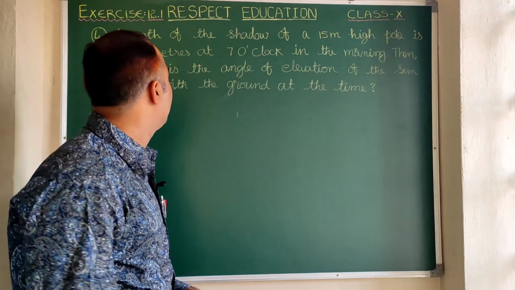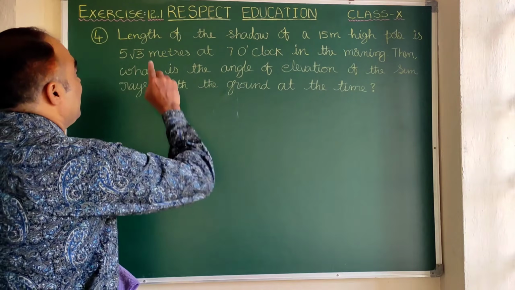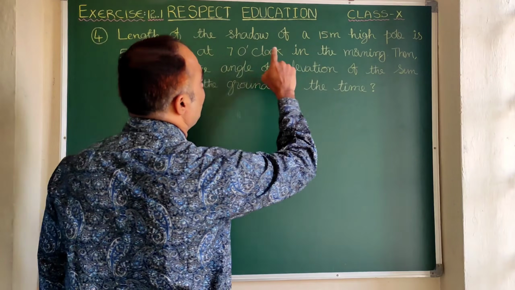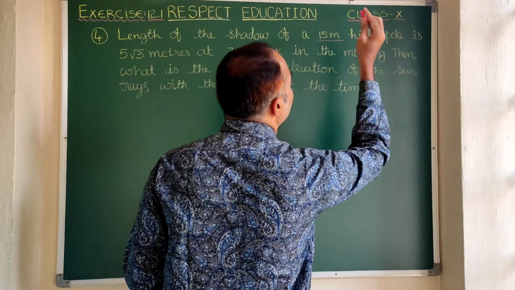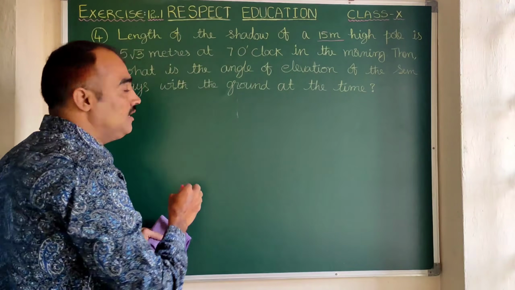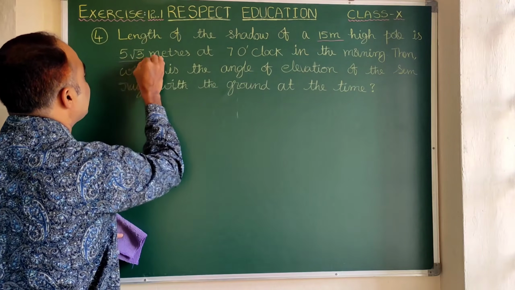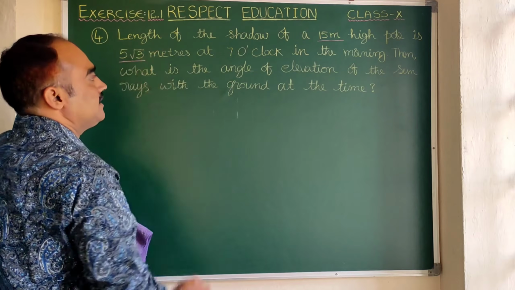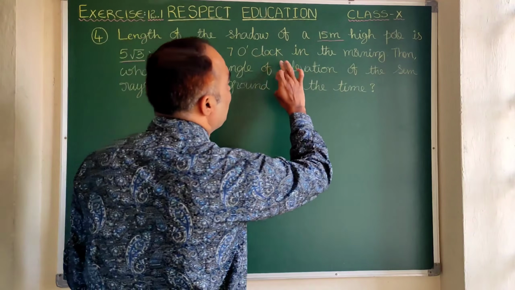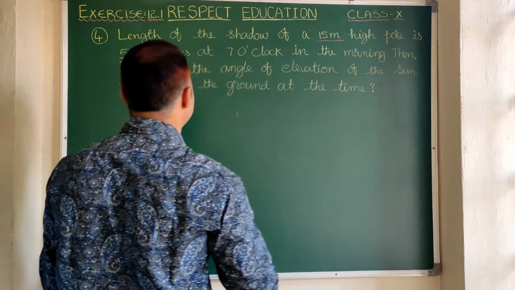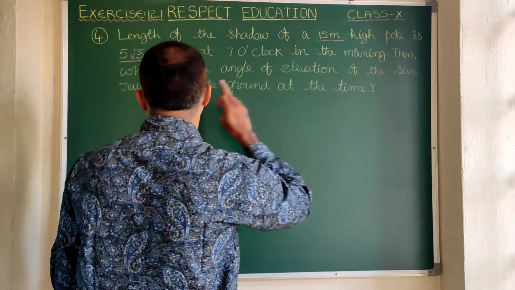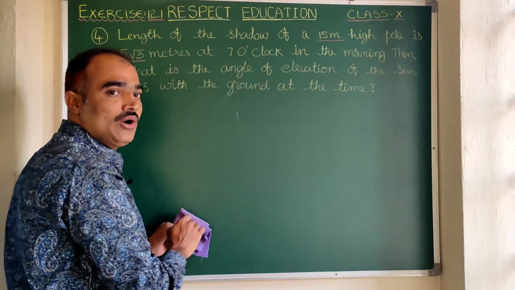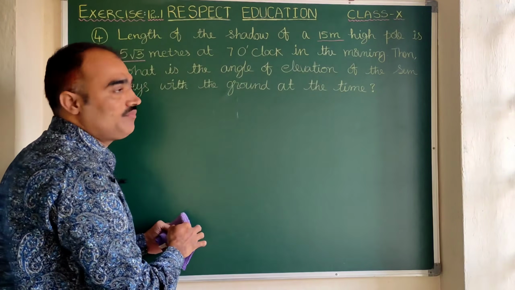Now let's see question number 4. The length of the shadow of a 15-meter high pole is 5√3 meters at 7 o'clock in the morning. Then what is the angle of elevation of the sun rays with the ground at that time?